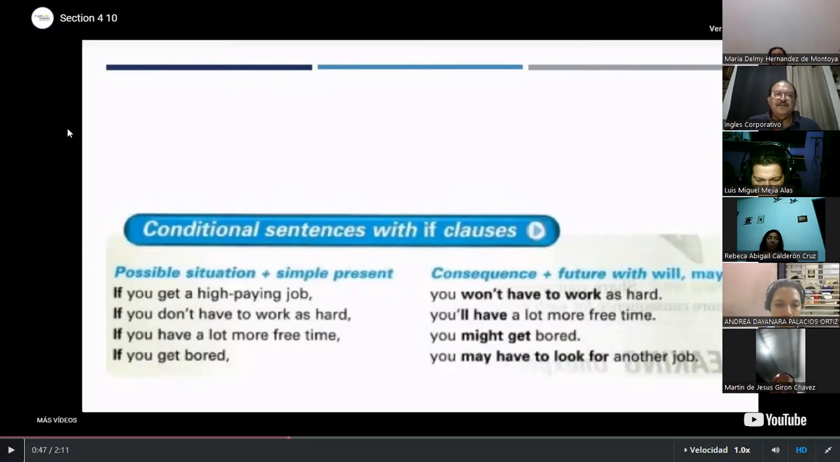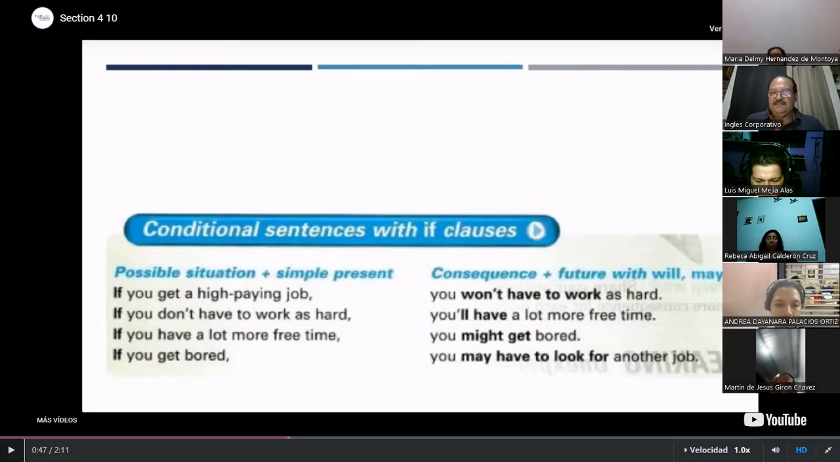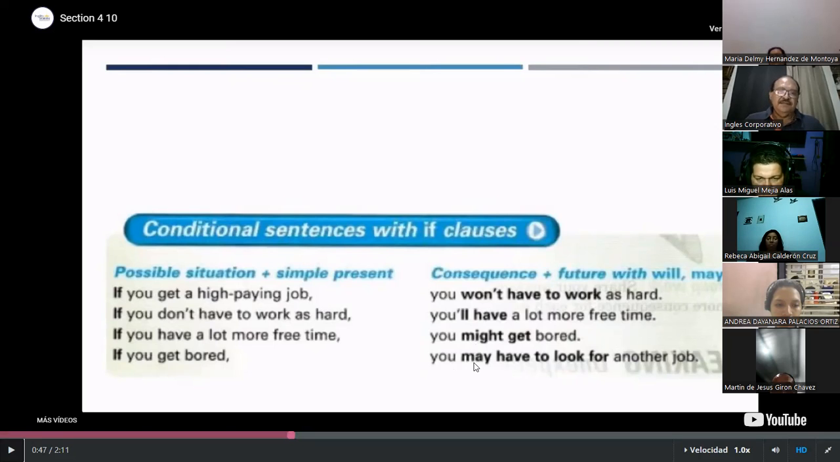Okay, what is something extra in these sentences? For example, if you get a high-paying job, you won't. If you don't have work, you will. So something extra that they have here is might and may. What is might and what is may? Might is a possibility. And may is a possibility too. The difference: may is 50% of possibilities. 50-50. Yes or no. Okay?